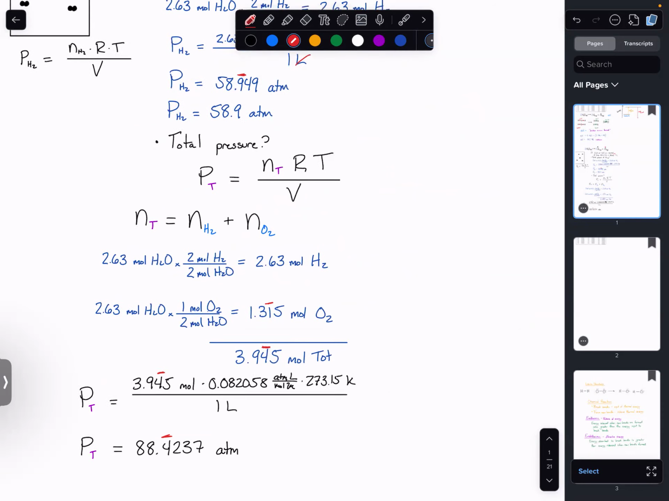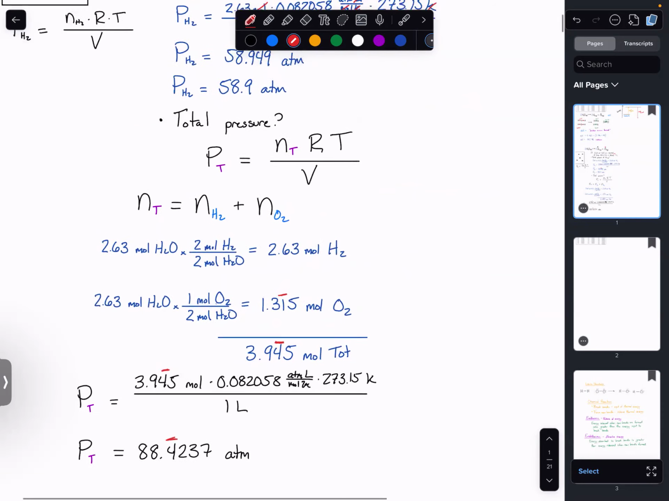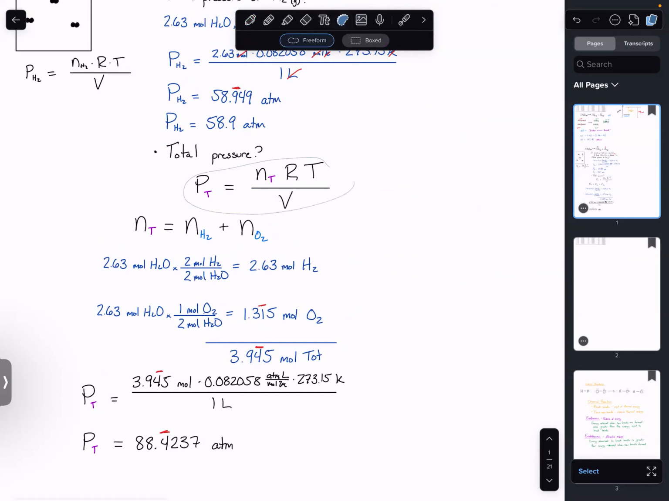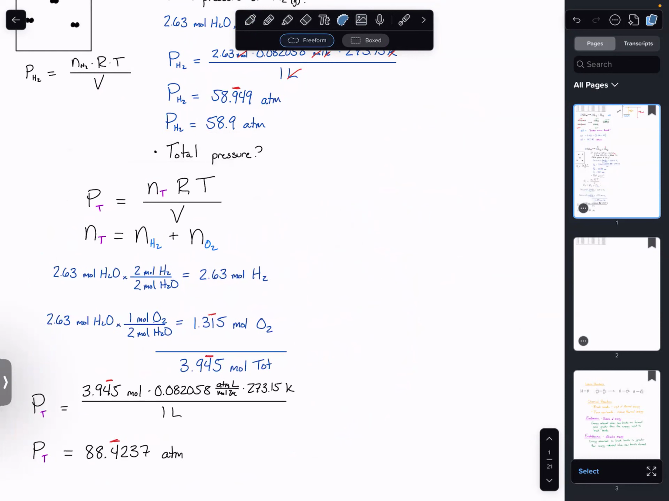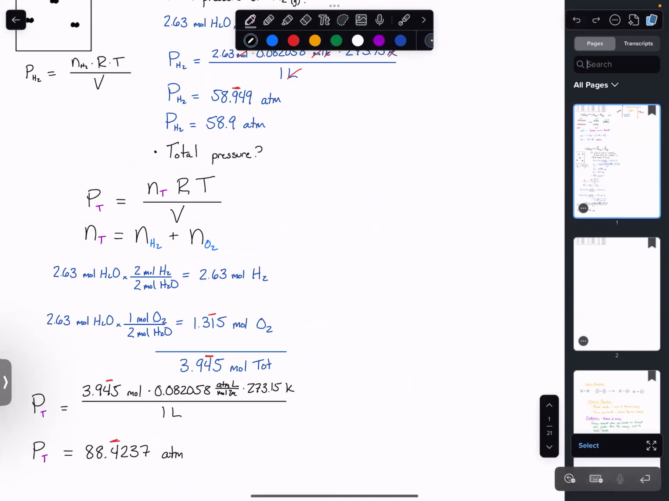All right, so we got a total pressure here. What is the total pressure? We took this route here where we're going to say our total pressure is equal to the total number of moles times RT over V. And we found the total number of moles by summing up the number of moles of our products. We could have gone a different way. It just would have been an extra step mathematically, which is to say that our total pressure is equal to the sum of our partial pressures, the one that we just calculated for H2, and we'd have to then go in and calculate that partial pressure for oxygen.